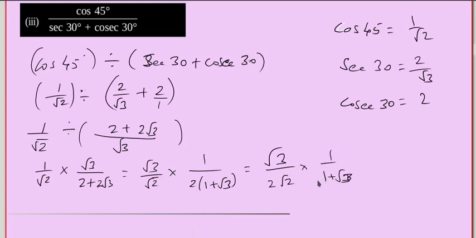So every rational number added with irrational number becomes irrational only. So the denominator is irrational. So like we rationalize the denominator. So for that what we have to do?